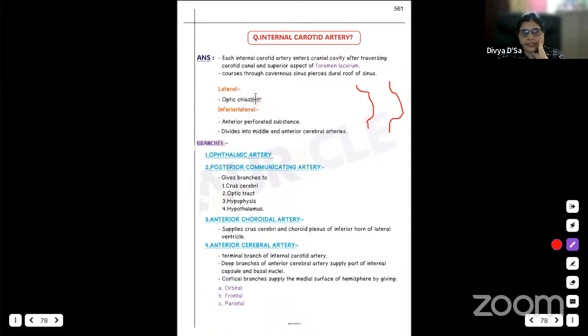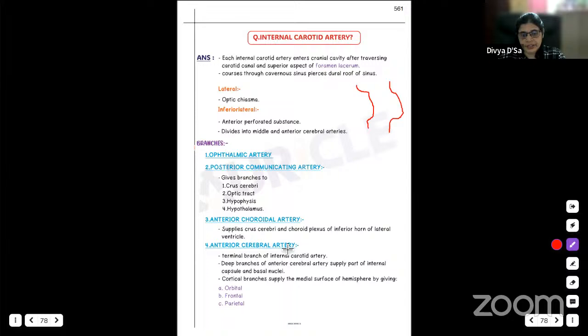So it is related laterally to the optic chiasma, and inferolaterally there is the anterior perforated substance, where it divides into the middle and anterior cerebral arteries. The branches it gives are the ophthalmic artery, and the posterior communicating artery, which gives branches to crus cerebri, optic tract, hypophysis, hypothalamus. Then there is the anterior choroidal artery, which supplies the crus cerebri, which is part of the midbrain, and the choroid plexus of the inferior horn of the lateral ventricle.